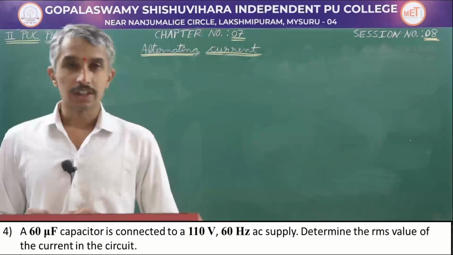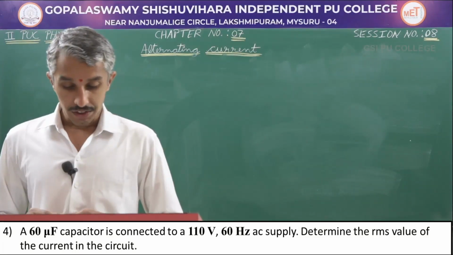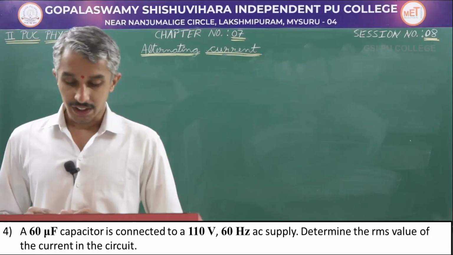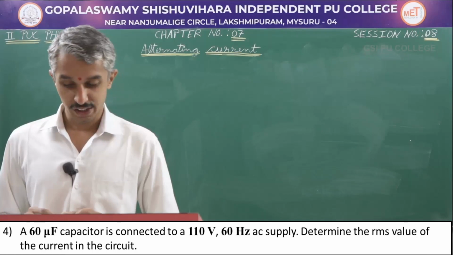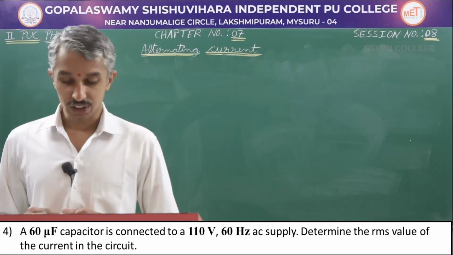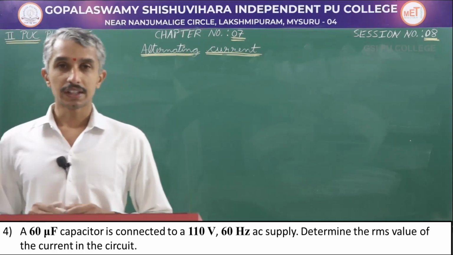Let us proceed. Here is the fourth numerical. A 60 microfarad capacitor is connected to a 110 volt 60 hertz AC supply. Determine the RMS value of the current in the circuit. So let us note down the data.